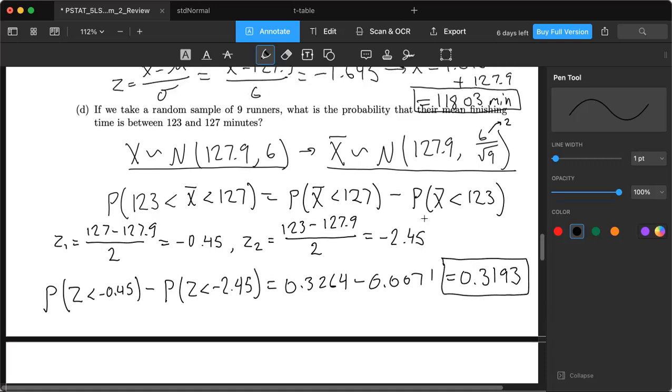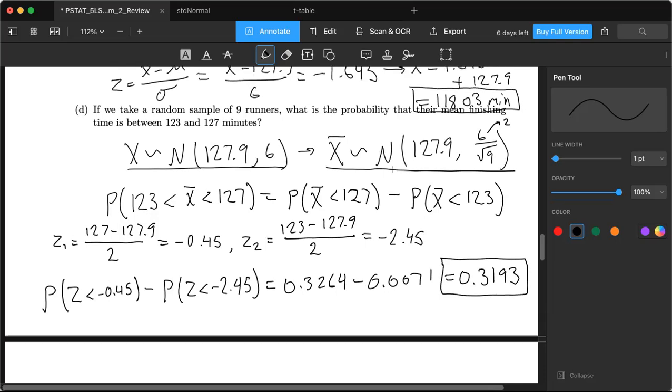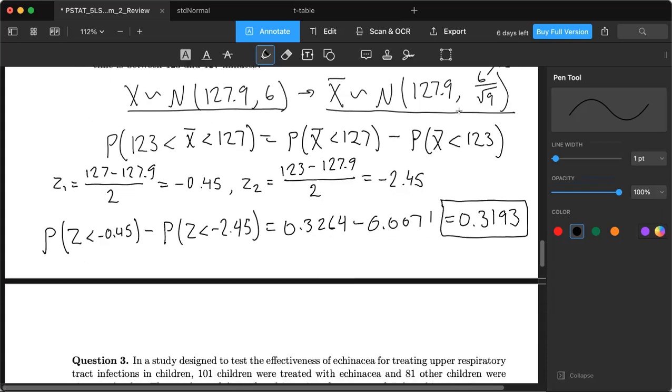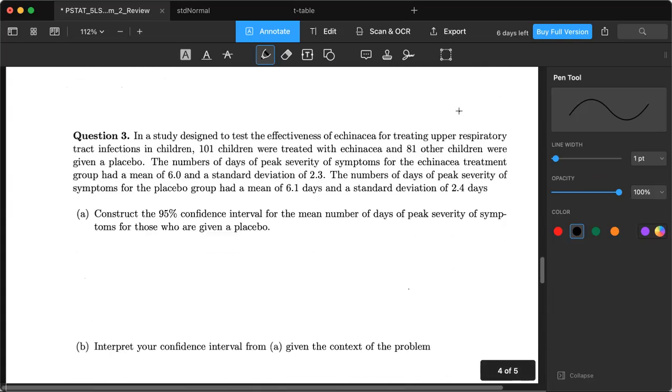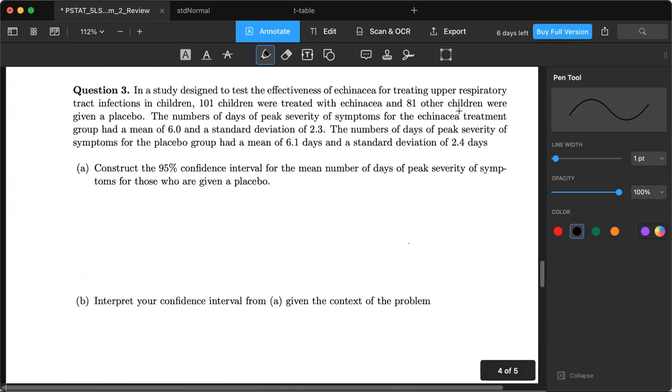Okay, cool. And I'm also gonna emphasize that that's a point there. All right, now let's do the last problem.